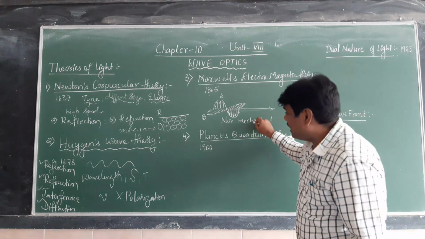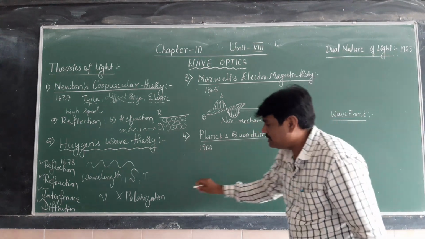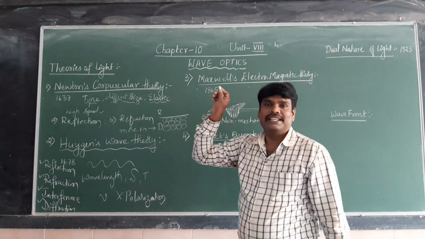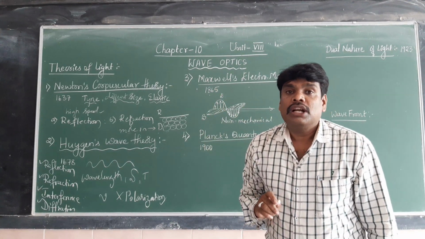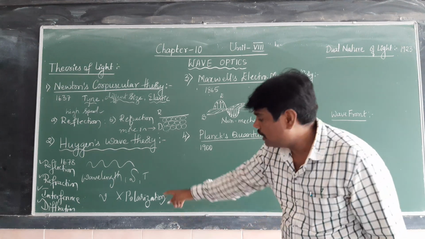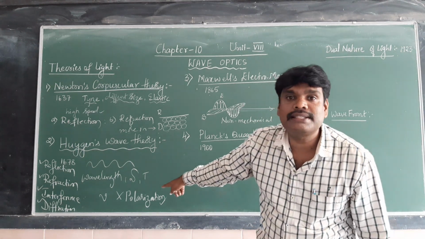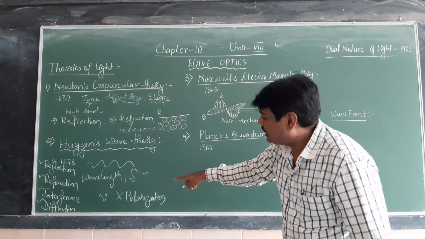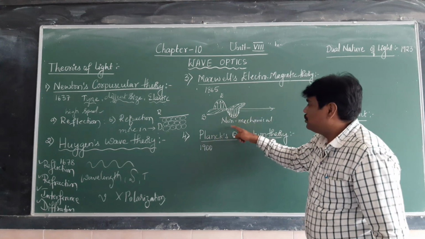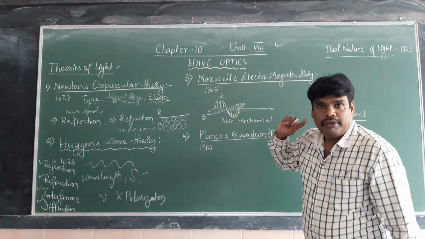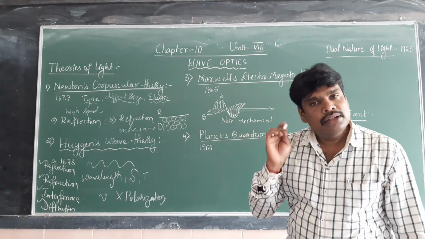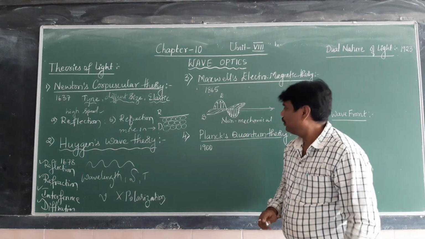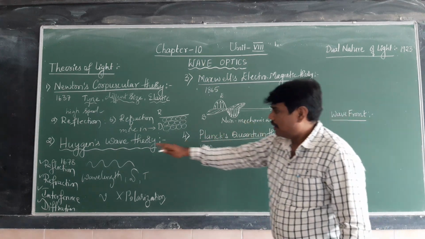So these electromagnetic waves explain the phenomenon of polarization, what we call the transverse nature of light. So polarization is a transverse nature of light. That can be explained by using non-mechanical waves, what we call electromagnetic waves. Clear? Okay.